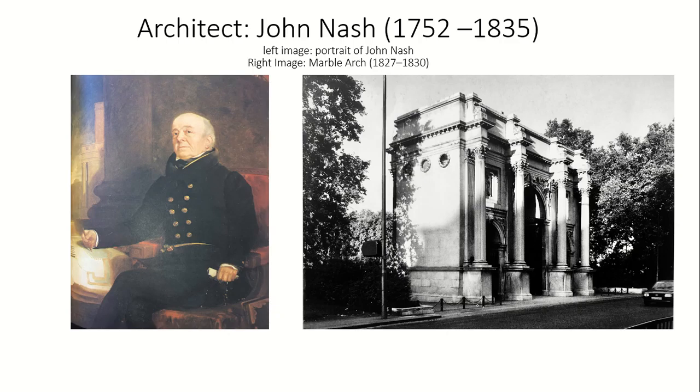John Nash, born in 1752, was undoubtedly one of the most prominent architects in England and was involved in the architectural configurations of London. His notable solo designs include Buckingham Palace, Marble Arch, and the Royal Pavilion, while for collaboration works, some of the well-known projects were Regent Street, Regent's Park and its terraces, and Carlton House Terrace.